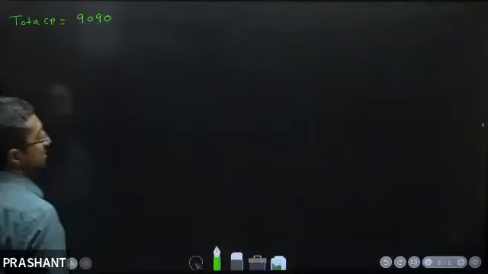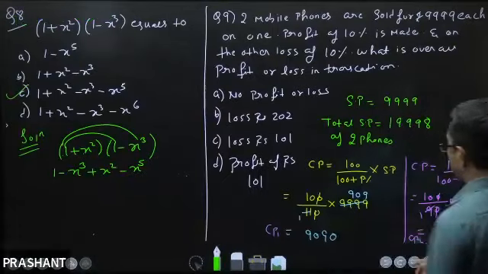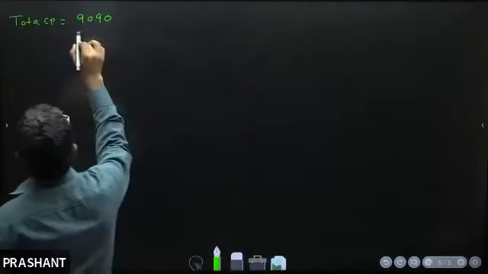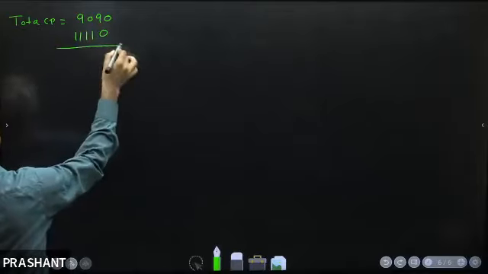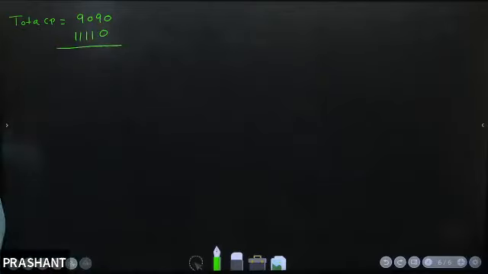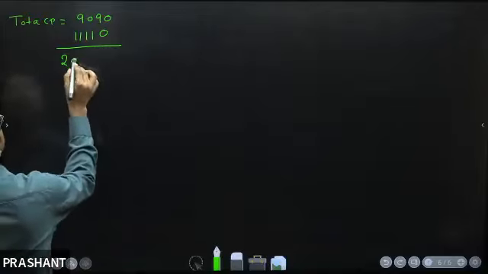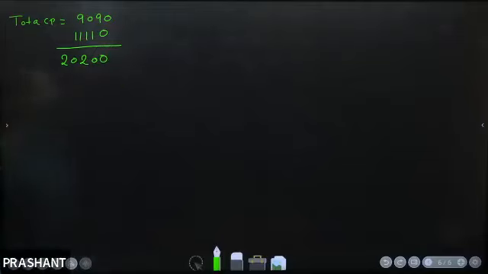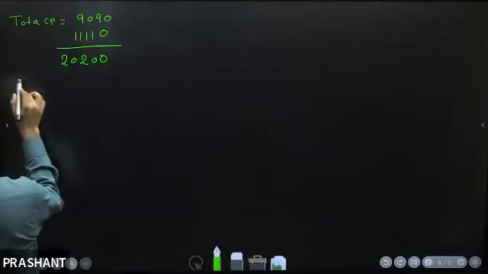Total cost price 9,090 and दूसरा आंसर कितना था? एक तो 9,090, second was 1,110, सो टोटल आंसर कितना हो जाएगा तुम्हारा? ऐड करो, what is the answer? 20,200. अरे 90,000 कैसे आएगा, 20,000. 20,110. 20,200. 20,200 आएगा, ठीक है.